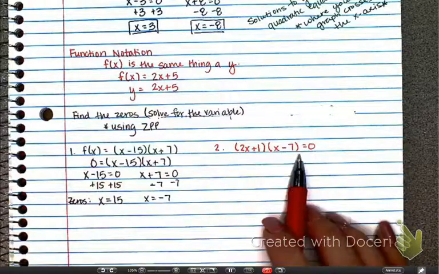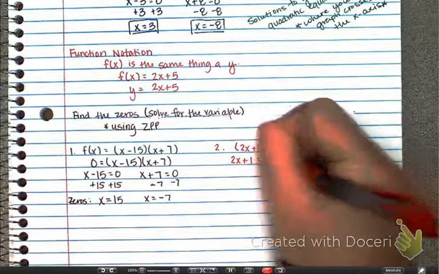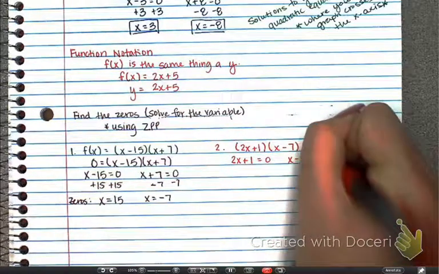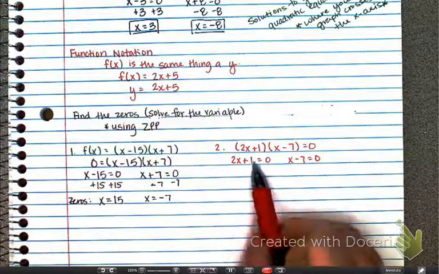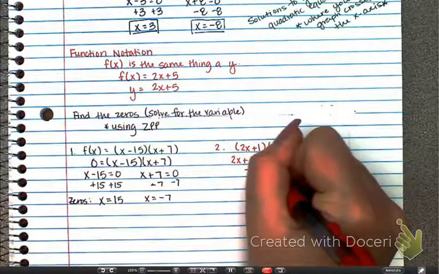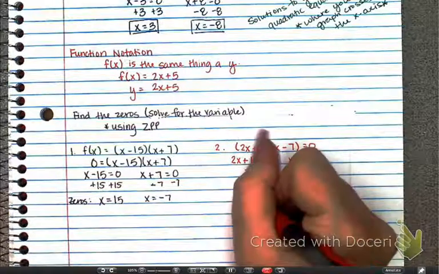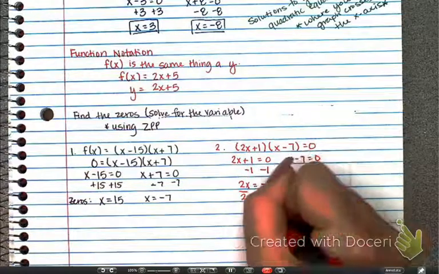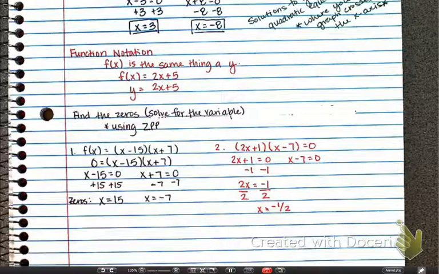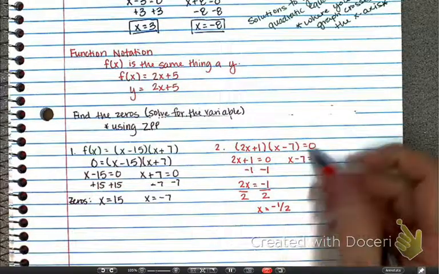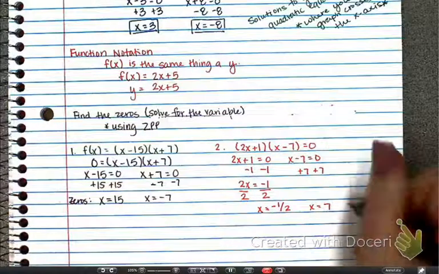So I'm going to take each of these factors and set it equal to 0. 2x plus 1 equals 0, and x minus 7 equals 0. You're going to start with this one. So if I want to get x by itself, I'm going to subtract 1 from both sides. So 2x equals negative 1. And then I'm going to divide by 2. So x equals negative 1/2. And then up here, I'm going to add 7. And x equals positive 7. These are my zeros.